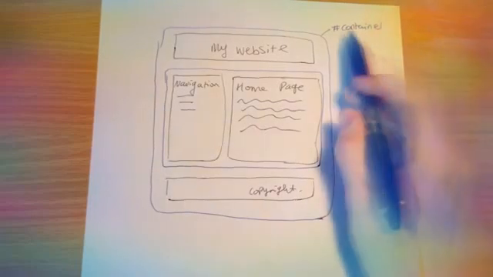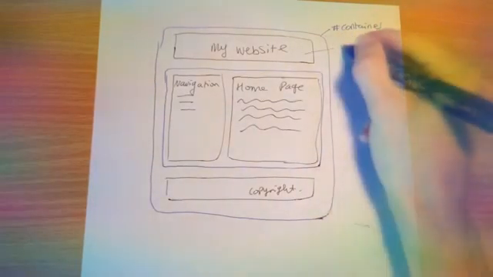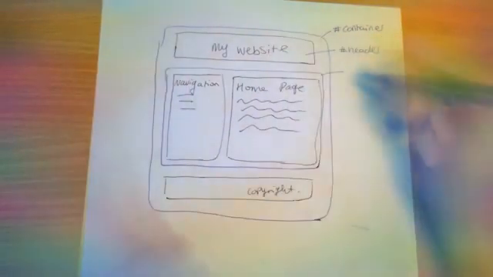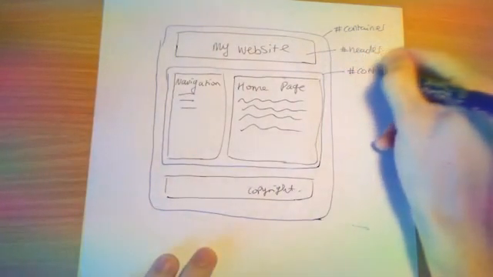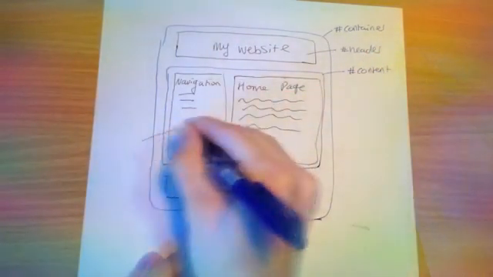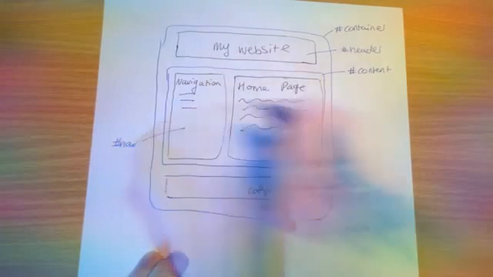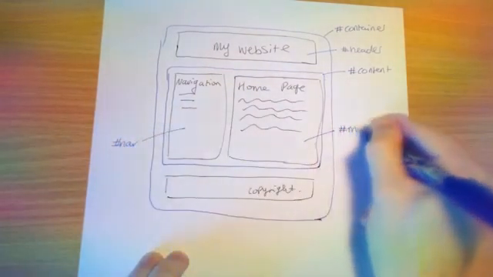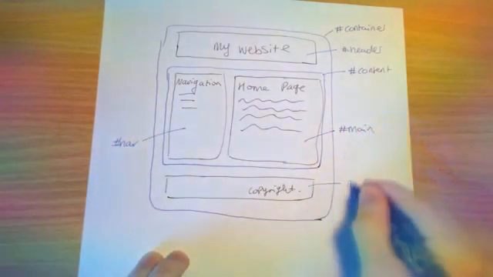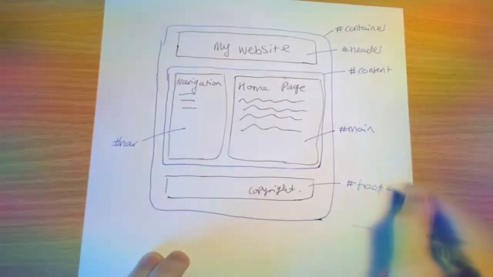So we're going to call this outer one container. We're going to give it the ID container. The hash means it's the ID. Then we've got hash header. This middle container I'm going to call content, and inside of content we've got hash nav for navigation and hash main for the main section, and then hash footer at the bottom.